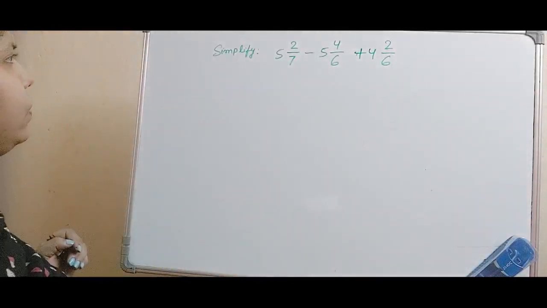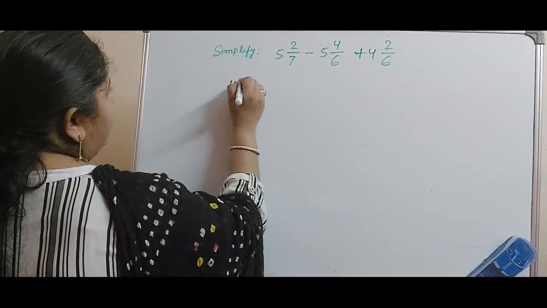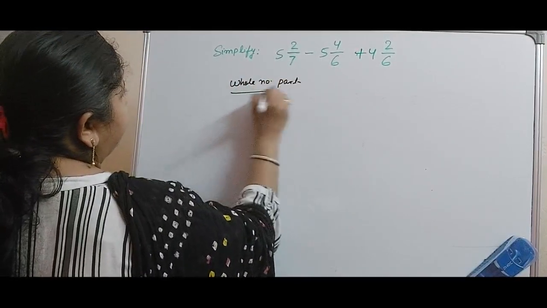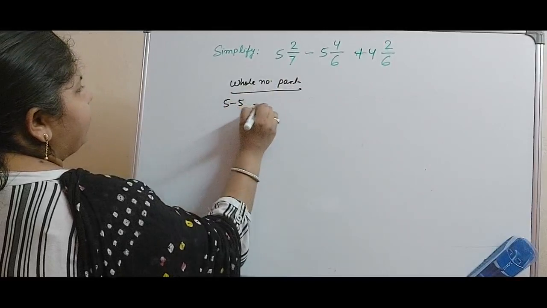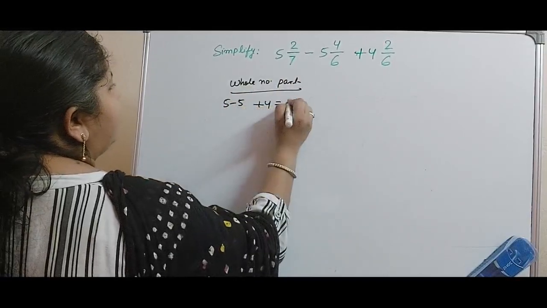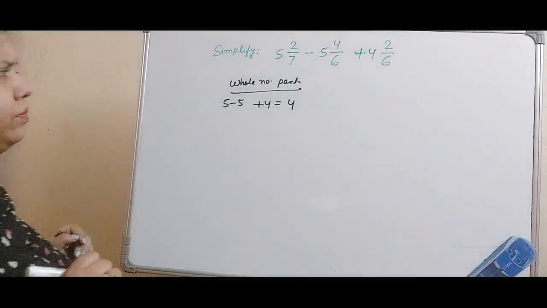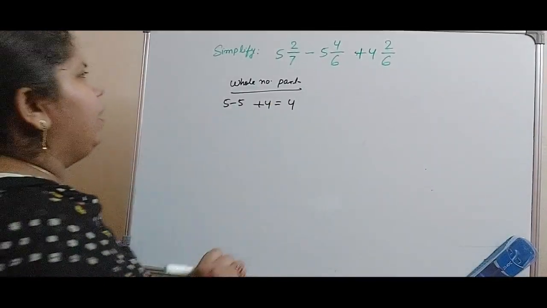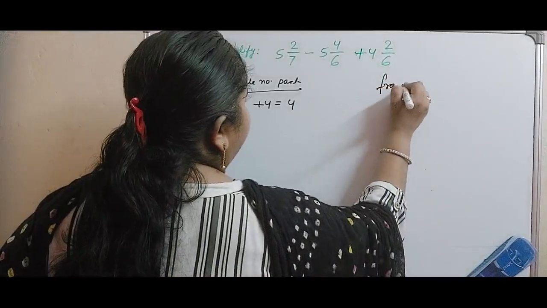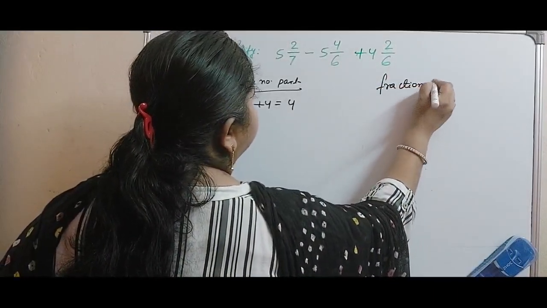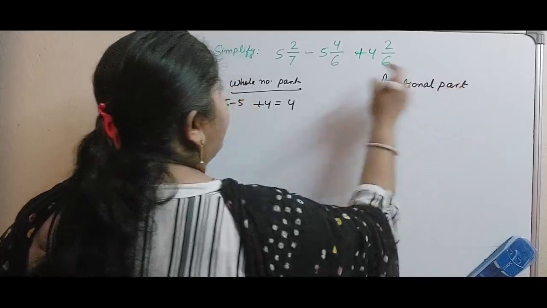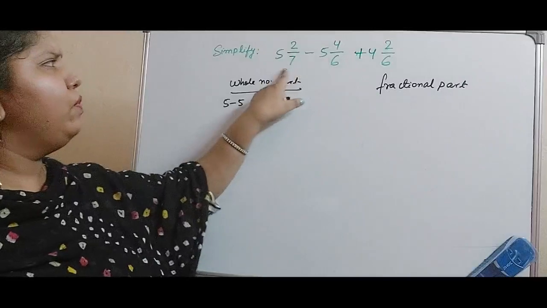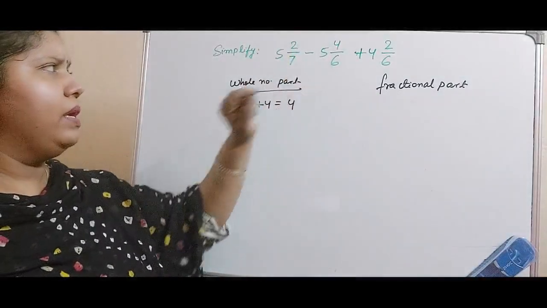Here you see, if you have the whole number part, what do you have? 5 minus 5 plus 4. So that is equal to 4, because 5 minus 5 is 0, 0 plus 4 you get 4. Now we come to the fractional part. I have already told what the problem is in this question, because 2 by 7 and 2 by 6, if you add also, it is less than 4 by 6.